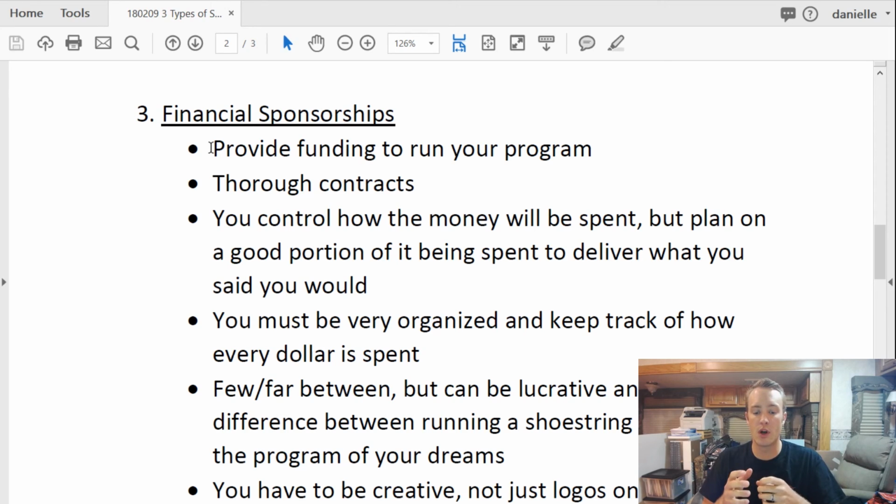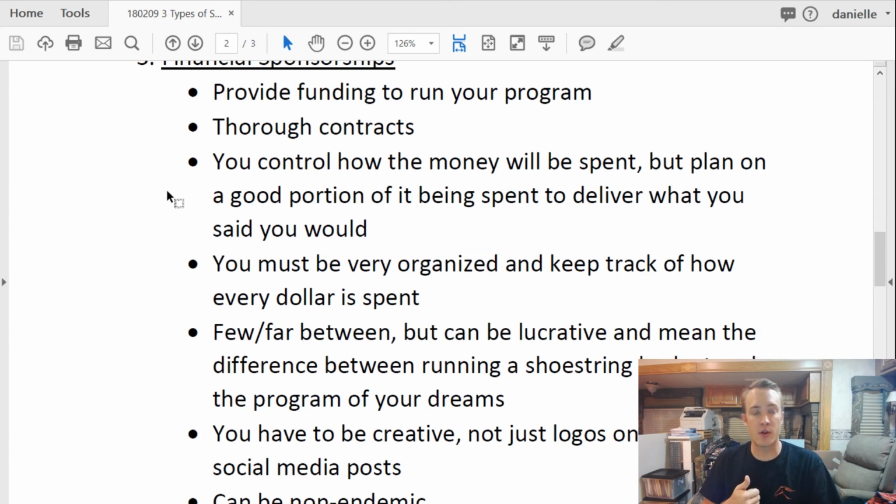So if you get 10 grand from a sponsor to run whatever series you're running, it's probably not a bad idea to take a few $100s and put some of that towards promoting the posts that you do specifically for them so that their posts get the most engagement. Oftentimes you'll find that in contracts, but you want to make sure that you take good care of your sponsors.